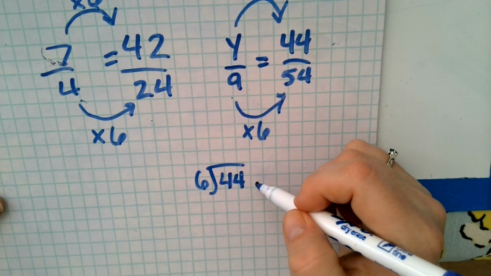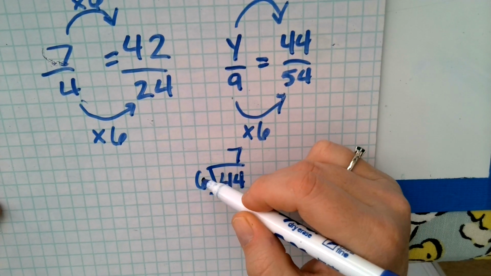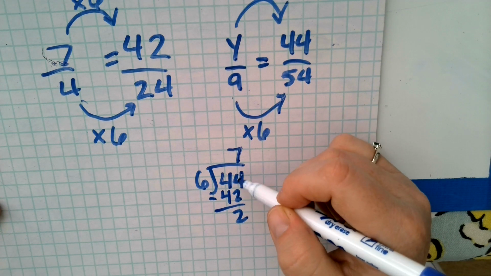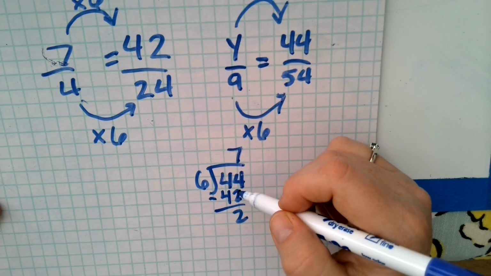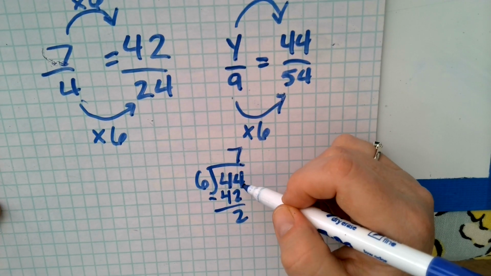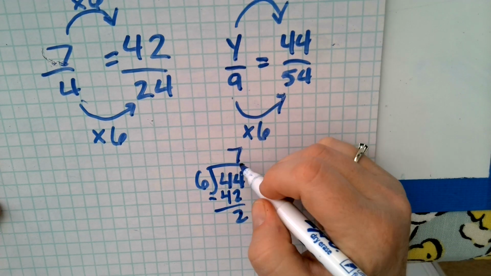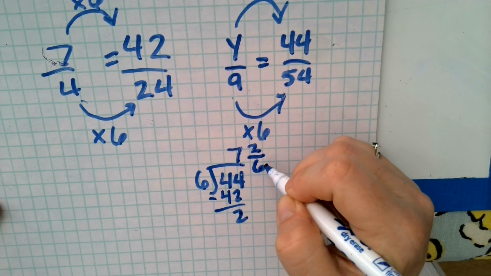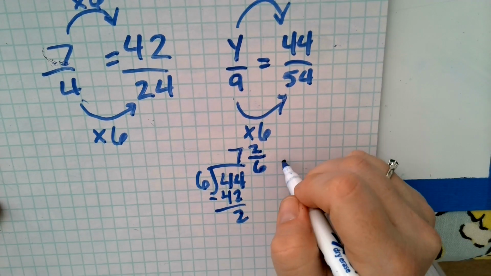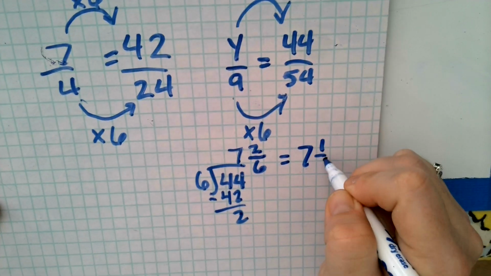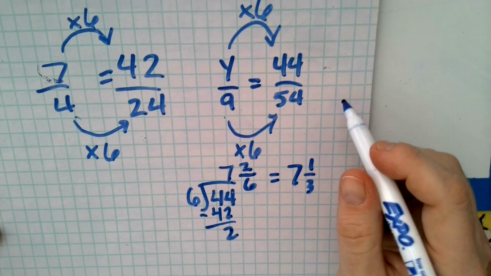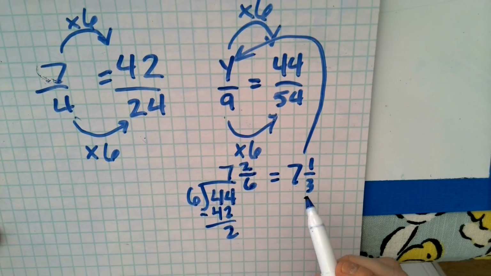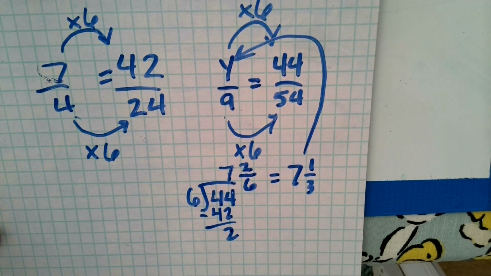So let's do 44 divided by 6. Well, 7 times 6 is 42. So we are left with 2 over. Now, we're not going to do remainder 2. That's not what we do. We can think of it in terms of a fraction. So we have 2 left over and 6 make a whole. So we have 7 and 2/6. In simplest form, that would be 7 and 1/3. So we would know back up here that y is equal to 7 and 1/3 in this proportion.